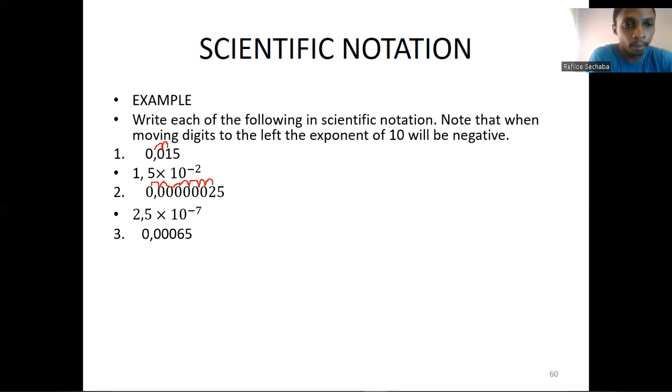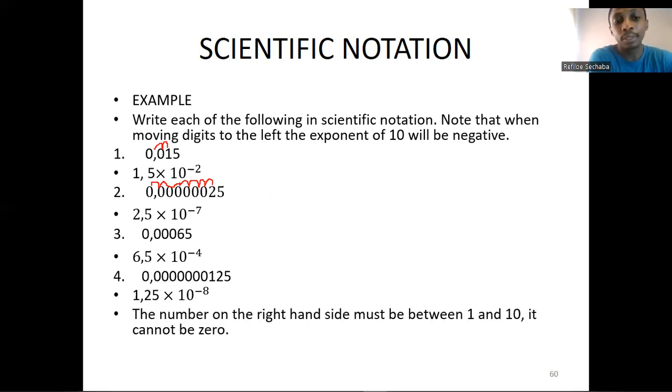Do this one quickly. It's 6,5 times 10 to the exponent of negative 4. What about this one? It is 1,25 times 10 to the exponent of negative 8.